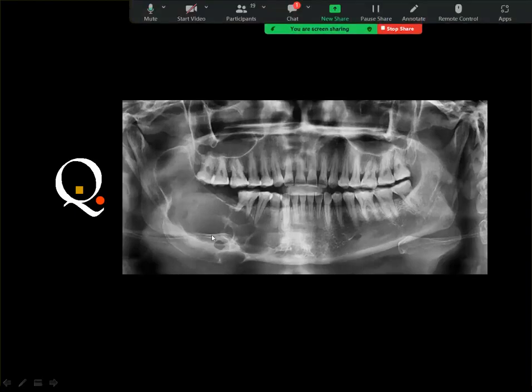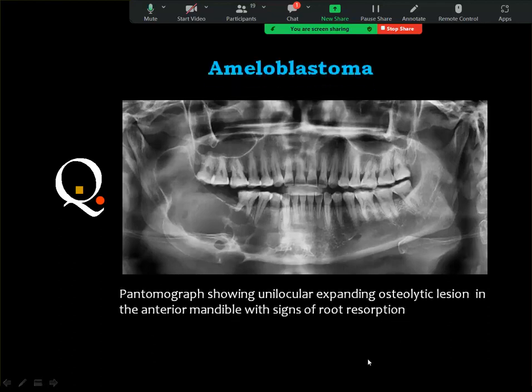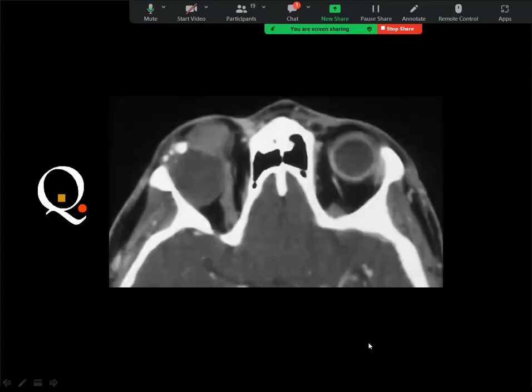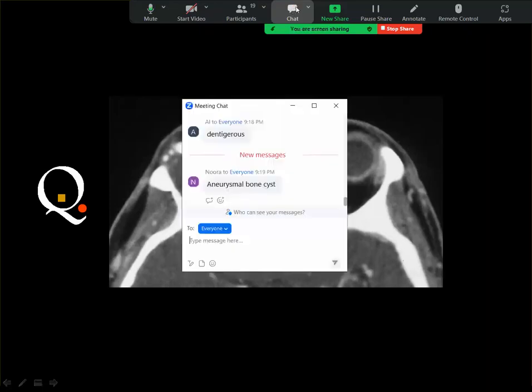the crown of the tooth is included in the cyst while its root is outside the cyst. But here you have a lesion which is big with erosion of the related teeth, and there is a missing tooth here, and this is classic of ameloblastoma or adamantinoma of the mandible. Next case is a CT scan of the orbit.